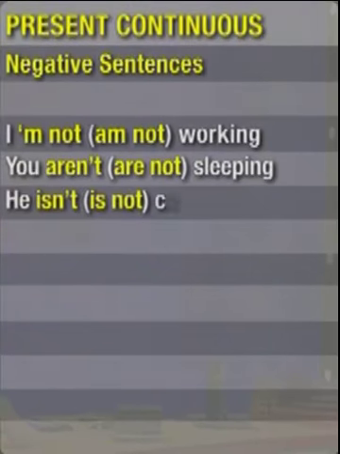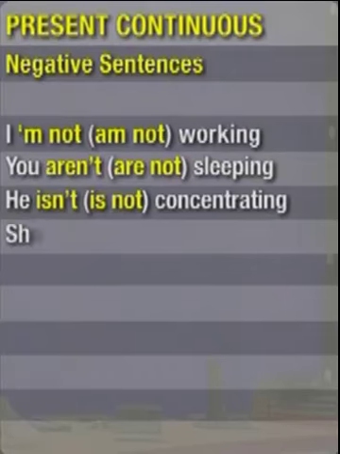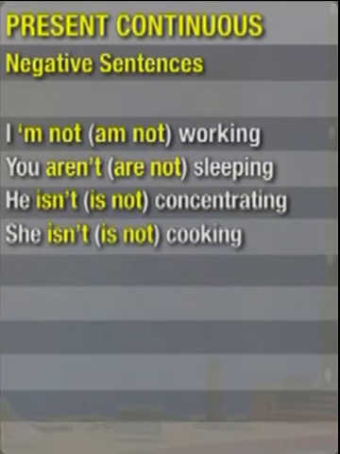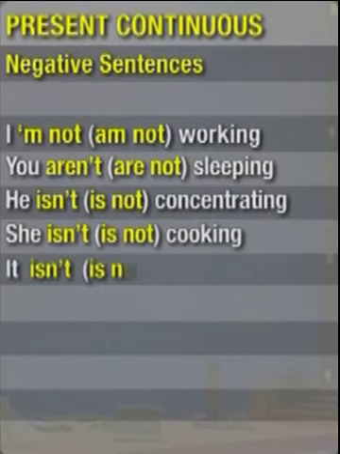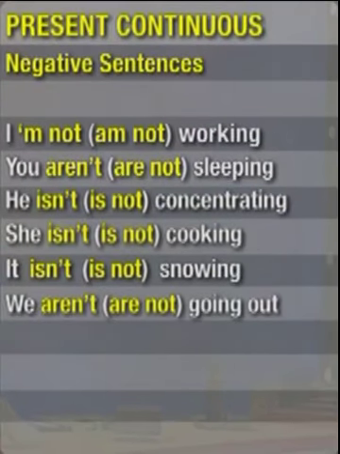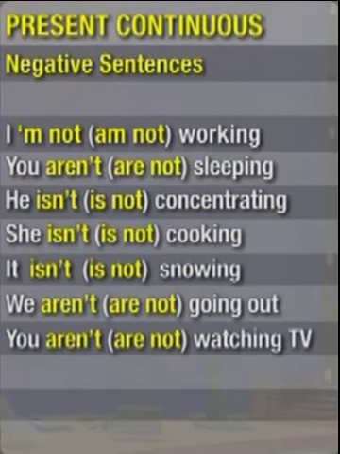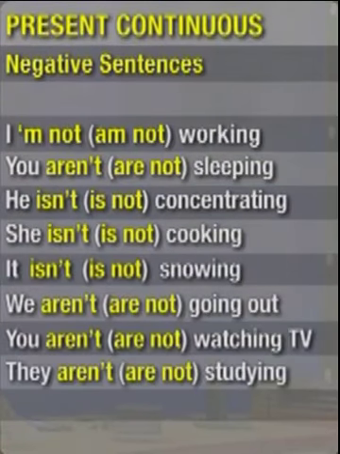He isn't concentrating. She isn't cooking. It isn't snowing. We aren't going out. You aren't watching TV. And they aren't studying. So this is some examples about that, okay?